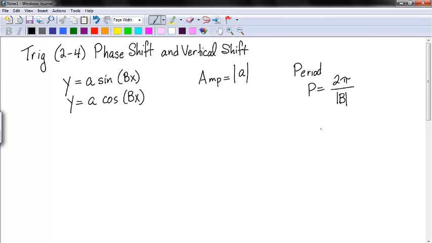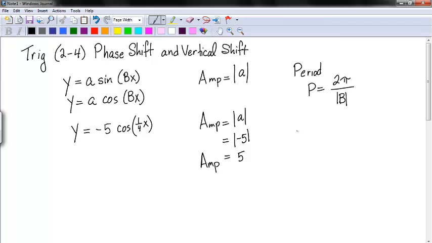Where you have to be careful is if they give you one like this, y equals negative 5 cosine of 1/4 x. Okay, so the amplitude is the absolute value of the number in front. So absolute value of negative 5. Remember, absolute value is the distance without regard to the direction. So the amplitude, absolute value of negative 5, is 5.